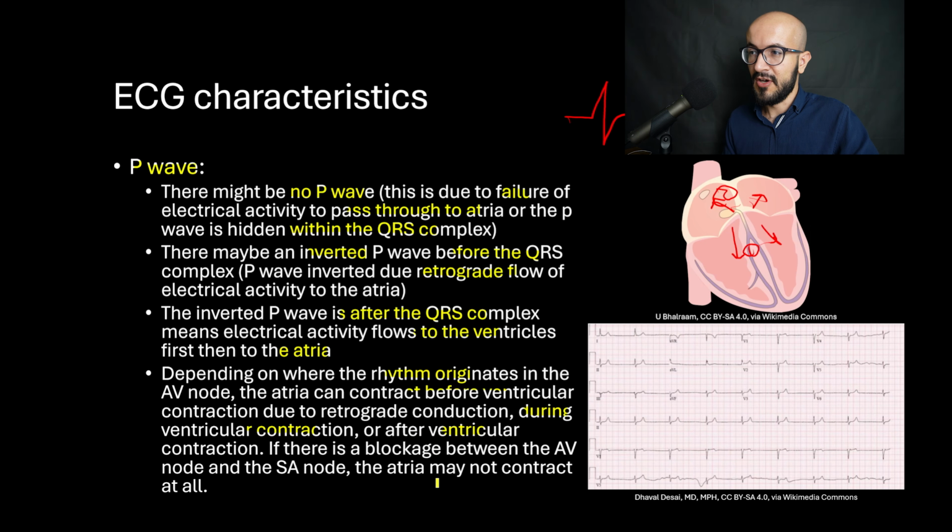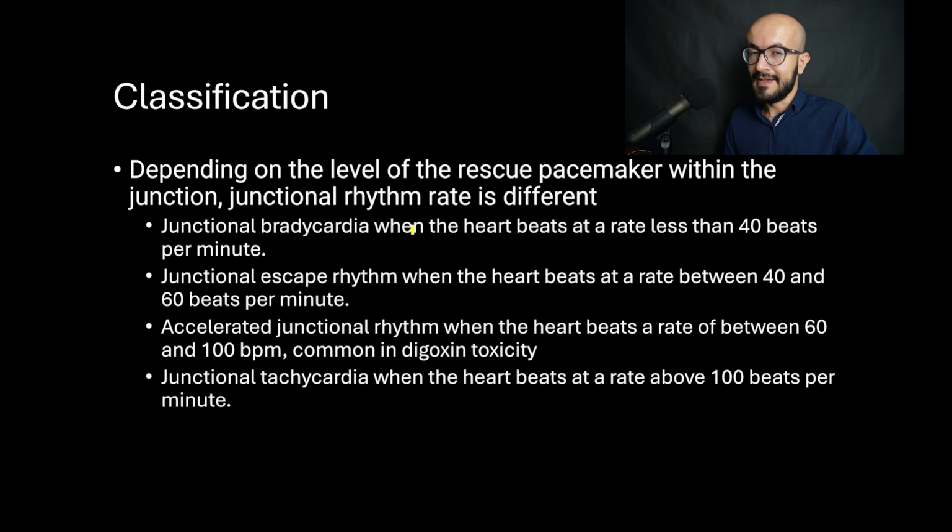And if there is blockage between the AV node and the SA node, the atria may not contract at all. And on this example here, we cannot see the P wave. And this could be that the P wave is hidden within the QRS complex, or there might be no P wave at all. Now remember, the junctional rhythm can occur in cases where the SA node becomes dysfunctional.